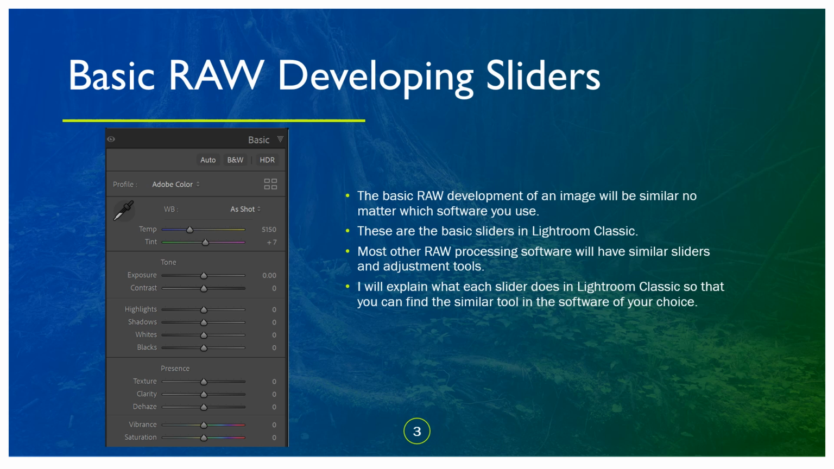The basic raw development of an image will be similar no matter which software you use. These are the basic sliders in Lightroom Classic. Most other raw processing software will have similar sliders and adjustment tools. I will explain what each slider does in Lightroom Classic so that you can find the similar tool in the software of your choice.